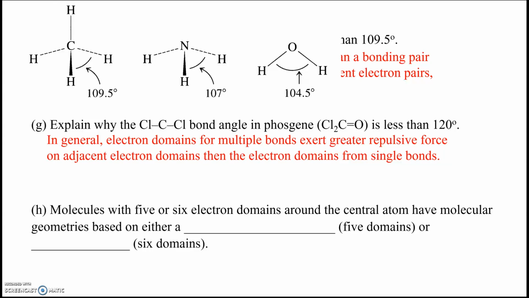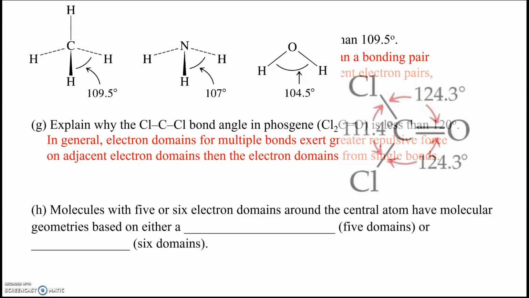We would expect a trigonal planar. The fact of the matter is the double bond that oxygen has with carbon pushes the chlorines closer together, okay? And we can see that when we look at this picture here. Instead of 120, it pushes the 2 chlorines down to 111 and opens up the chlorine-carbon-oxygen bond angle to be 124.